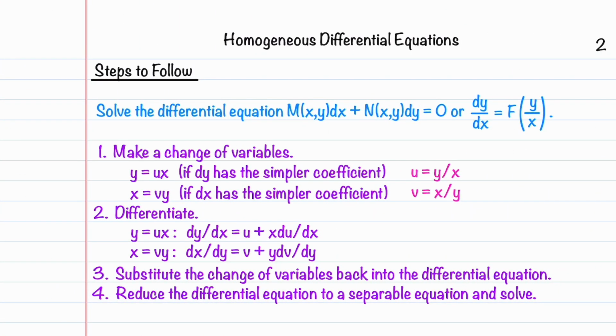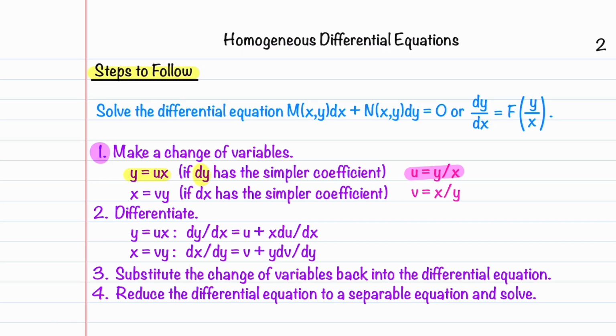To make solving a homogeneous differential equation easier, I've written down 4 steps that we can follow. The first step is to make a change of variables. We're going to let y be equal to u times x if dy has the simpler coefficient. When we walk through our examples, I'll show you exactly how to decide which coefficient is simpler. This gives us that u is equal to y over x.